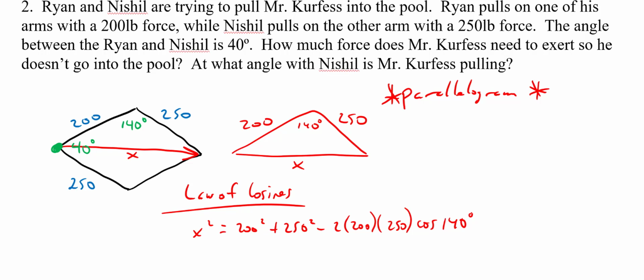All right. Anyway, you can add all that up and put it all together here, and x comes out to be 423.2 pounds.